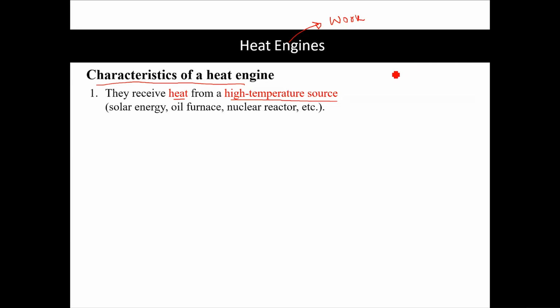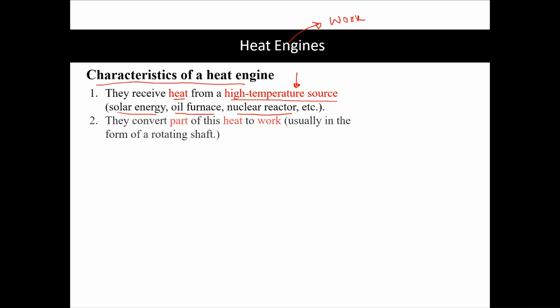In case of automobile engines, the heat is being provided by the combustion of air fuel mixture. This heat could be extracted from solar energy, from furnace oil, or from a nuclear reactor. But there needs to be a high temperature reservoir that would give the heat to the engine. Is this point clear? Yes, sir.